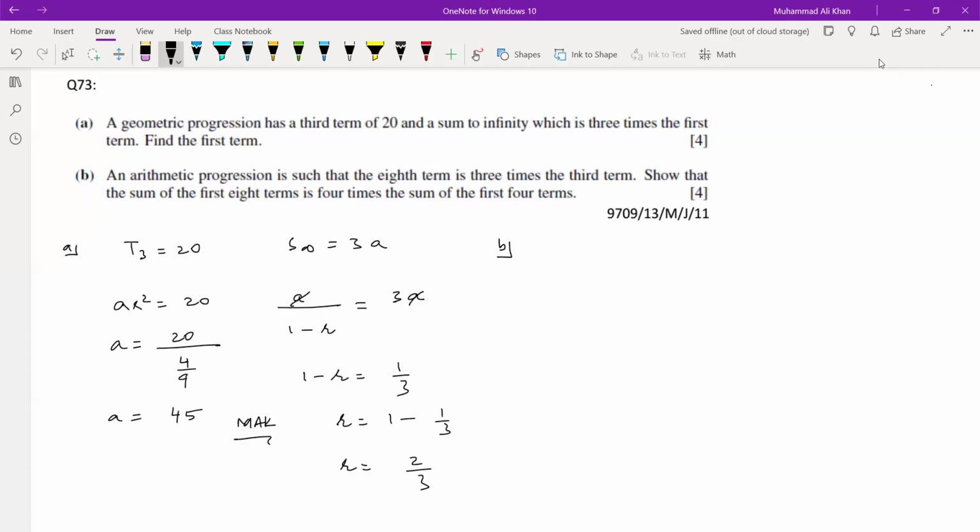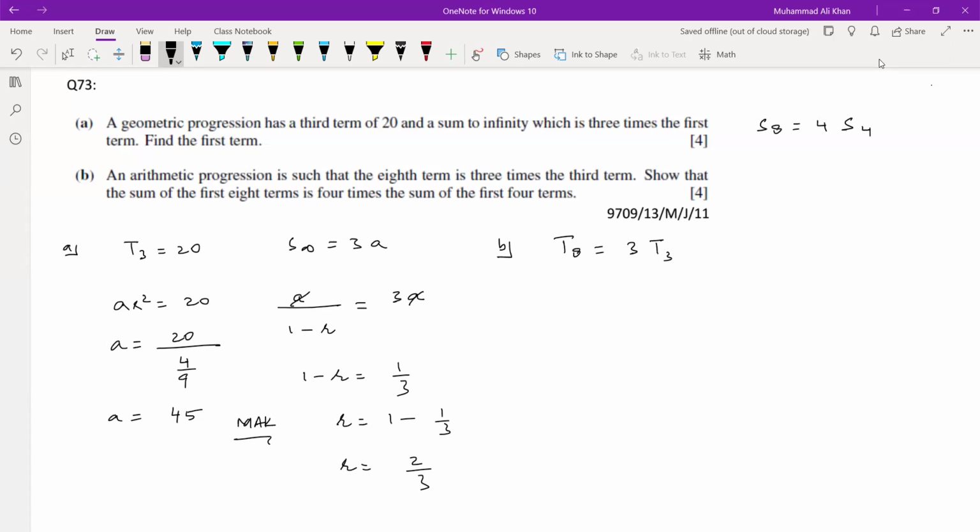Now, the second part. An arithmetic progression is such that the 8th term is thrice the third term. जो लिखा हुआ है statement, उसी को mathematically हम लोग लिख देंगे. 8th term is equal to thrice the third term. Show that the sum of the first 8 terms is 4 times the sum of the first 4 terms. We have to prove this.